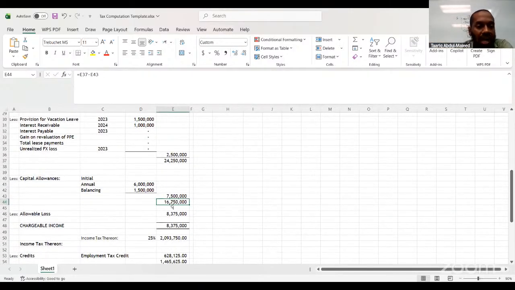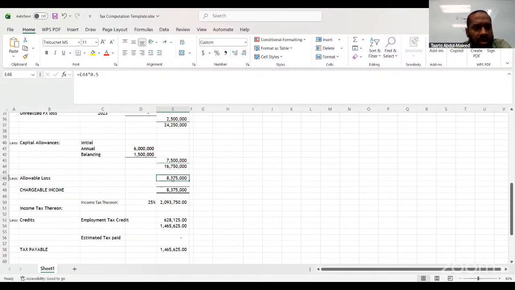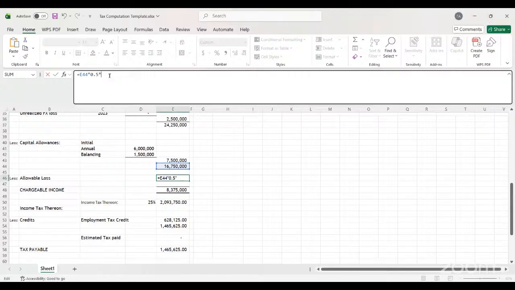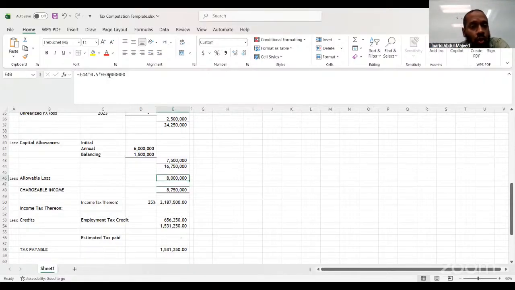Now, in terms of the allowable loss, how much was the loss again? 8 million. Okay, so I need to change this. The loss was 8 million. So you can recognize everything because you have enough profit to deal with. So the chargeable income is 8,750. Income tax is 25% of that.